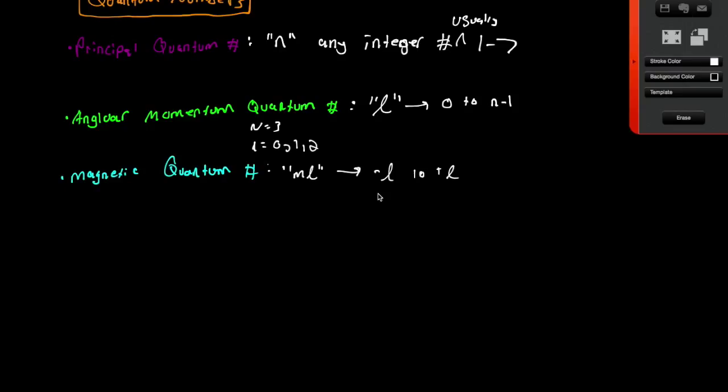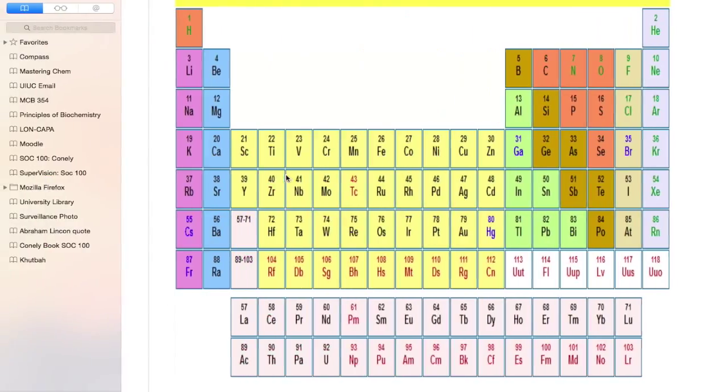If you're getting a little confused, don't worry about it. We're going to do an example here in just a sec, and we're going to try to figure out the mathematical relationship between all three of these numbers, n, L, m sub L, or you can say principal quantum number, angular momentum quantum number, magnetic quantum number. We're going to figure out through an example how they all relate to each other.